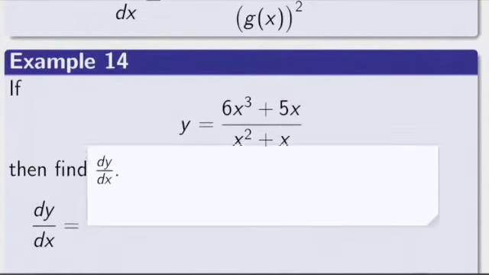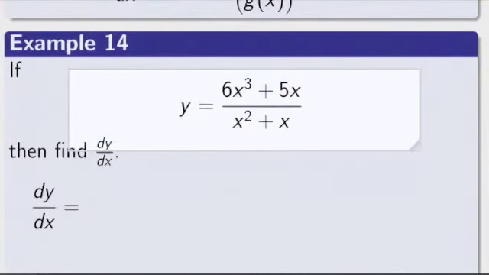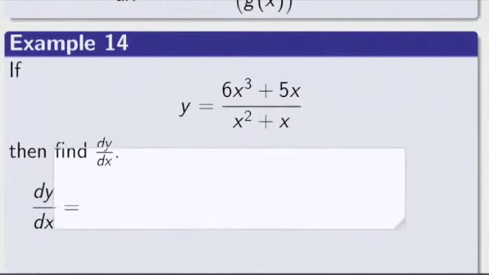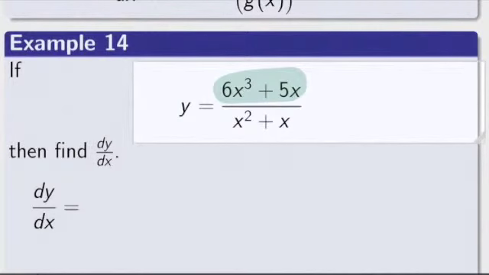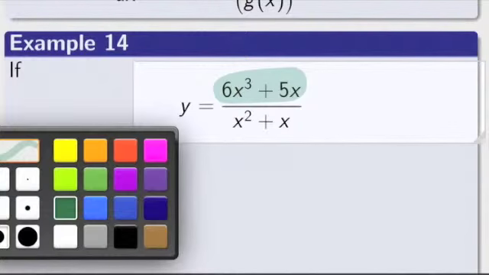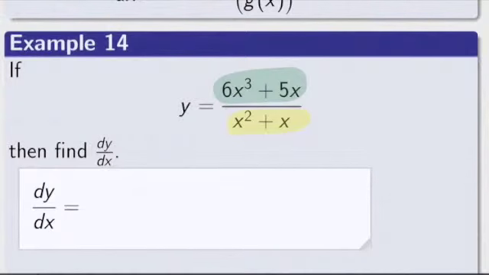So let's look at the example. Here we have y expressed as a ratio of two functions. So let's mark the two functions. Here is function 1 marked in green, function 2 marked in yellow. So we want to apply the quotient rule to find the derivative of y with respect to x.